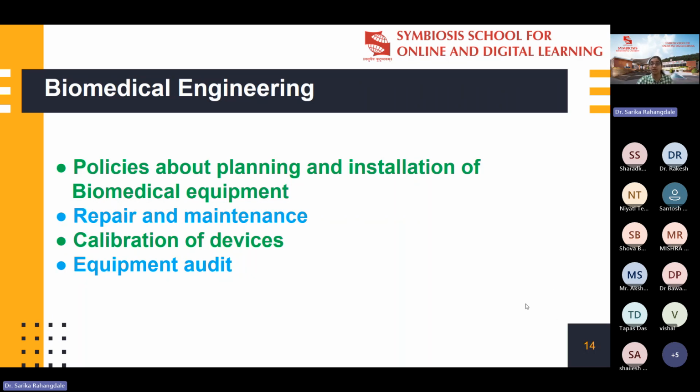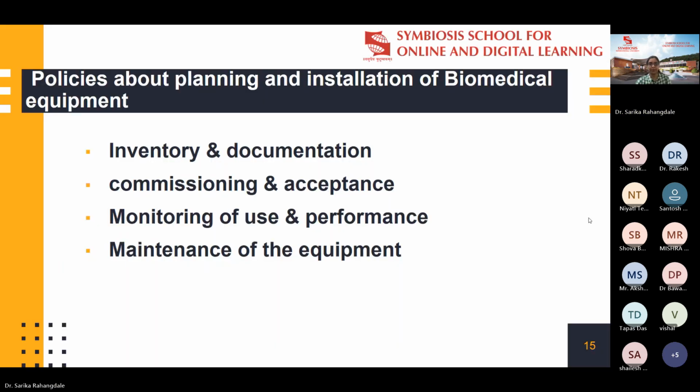So this field seeks to close the gap between engineering and medicine. It combines the design and problem solving skills of engineering with the medical and biological sciences to advance healthcare treatment, which includes diagnosing, monitoring, and therapy. So policy is about planning and installation of biomedical equipment.